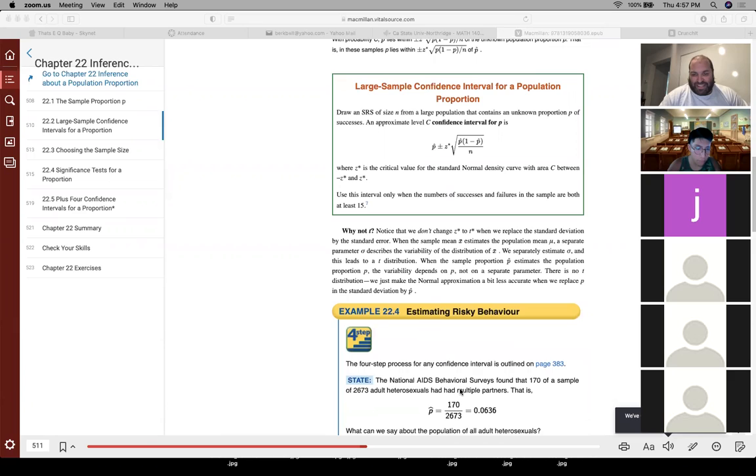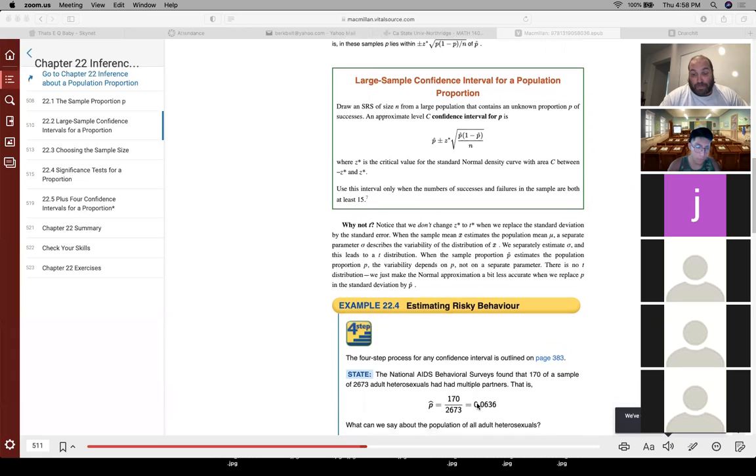So let's do an example. The National AIDS Behavioral Study found that 170 of a sample of 2,673 adult heterosexuals had had multiple partners. That is, p hat equals 170 over 2673 equals 0.0636. What can we say about the population of all adult heterosexuals? What can you conclude from your sample about the entire population?